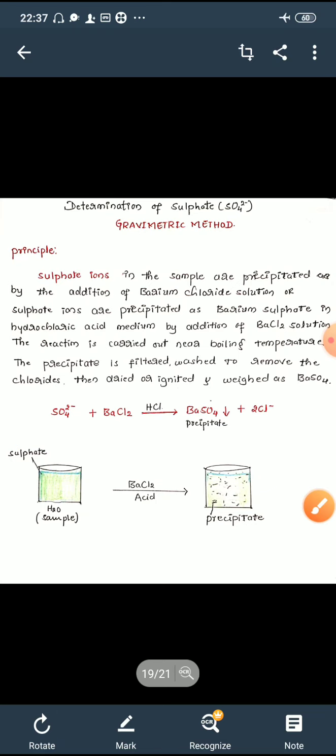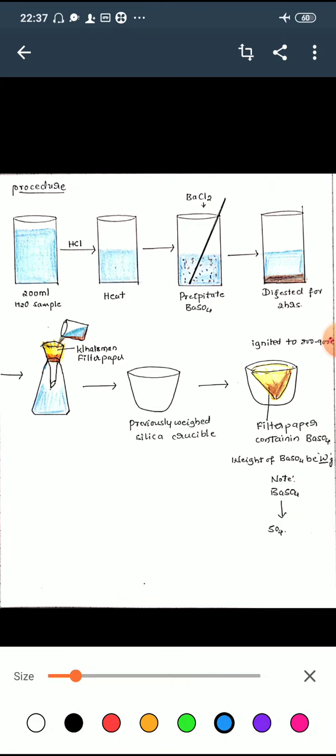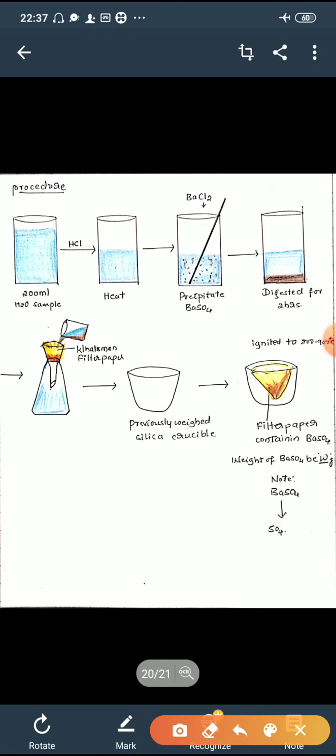So let us go for the procedure. Approximately 200 ml of water has to be taken in one beaker, and to that we should add an acid. In the second beaker, we can see that the water has to be heated until we get exactly half of the initial volume. The water has to be reduced to exactly half of the initial volume. So till then we should heat it.